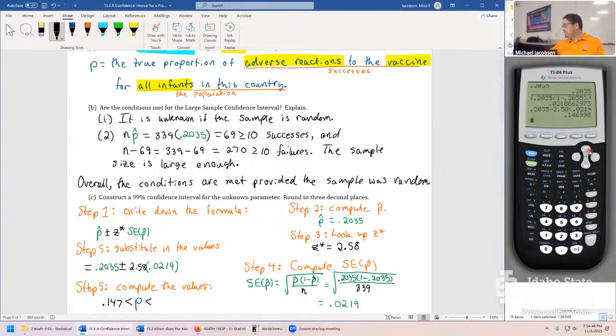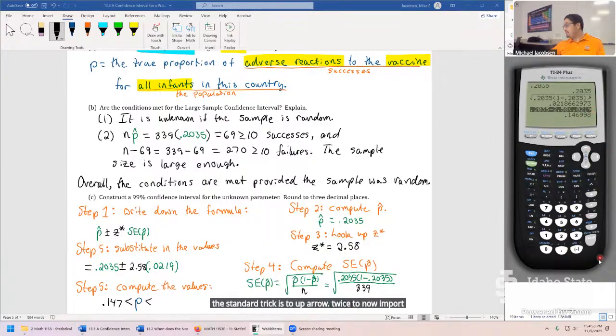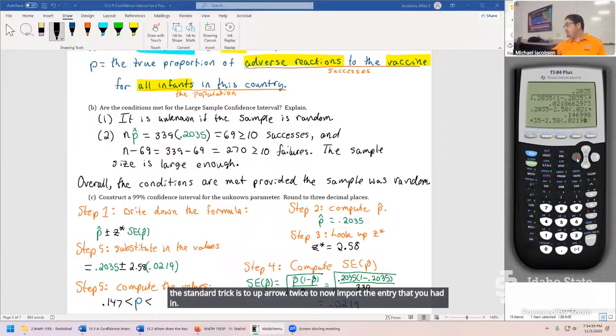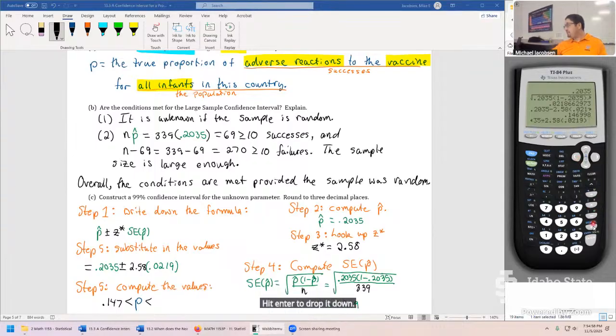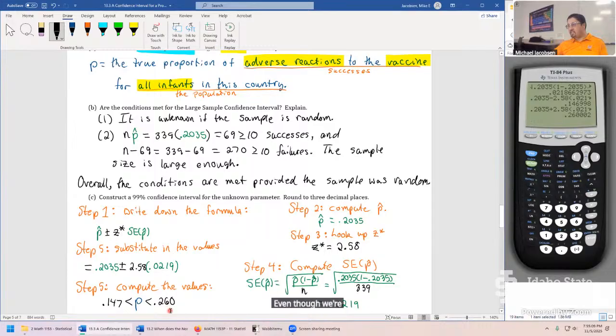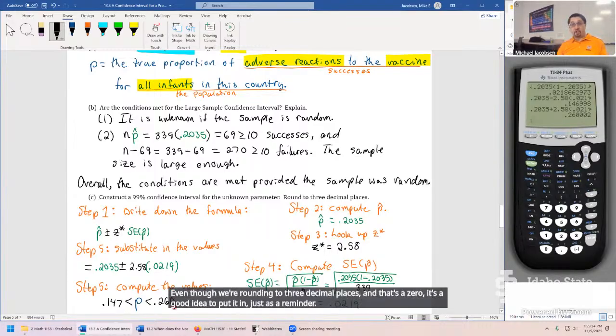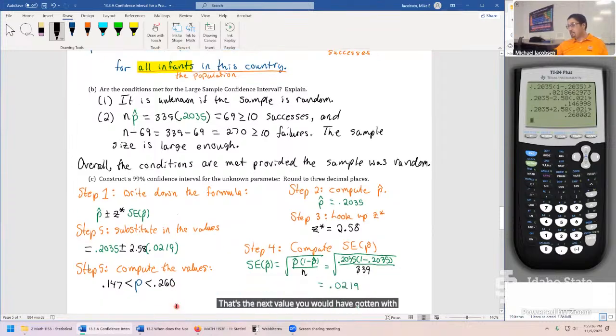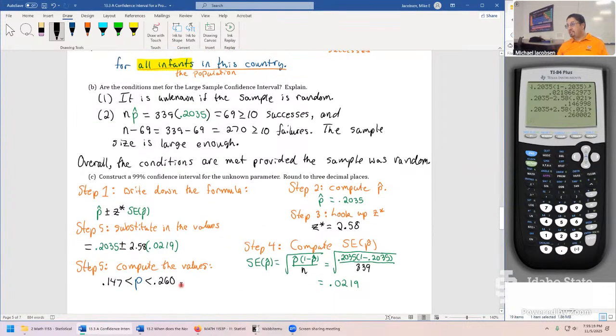The standard trick is to up arrow twice to now import the entry that you had in. Hit enter to drop it down and flip to the positive sign in the middle here. Gives you the upper bound, 0.260. Even though we're rounding to 3 decimal places and that's a 0, it's a good idea to put it in just as a reminder. That's the next value you would have gotten with rounding. So there's the full 99% confidence interval.